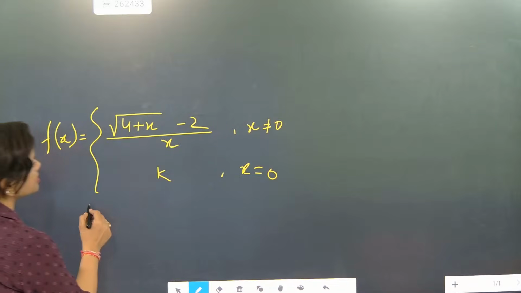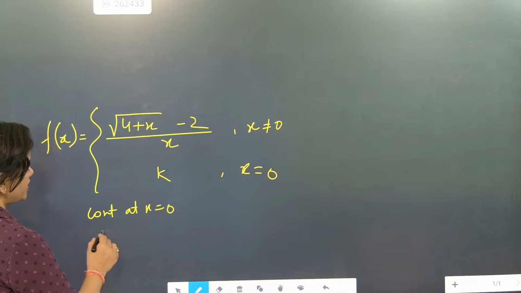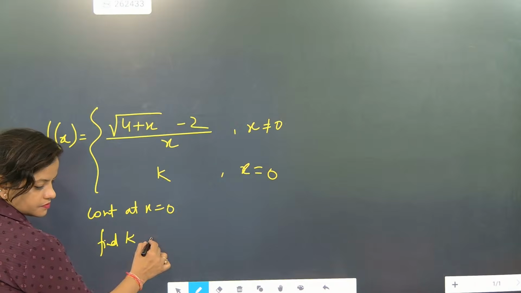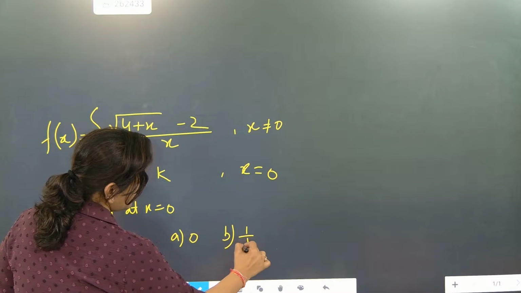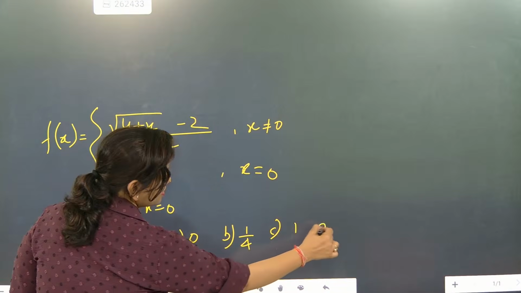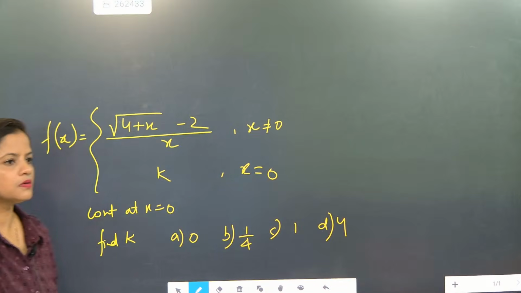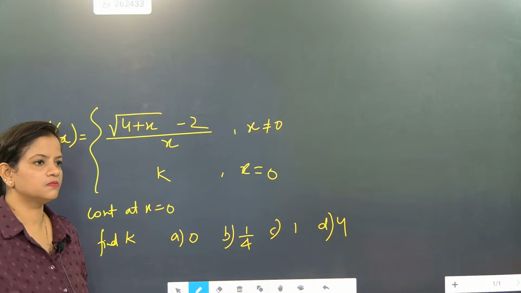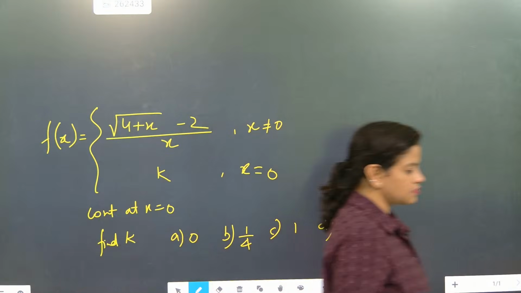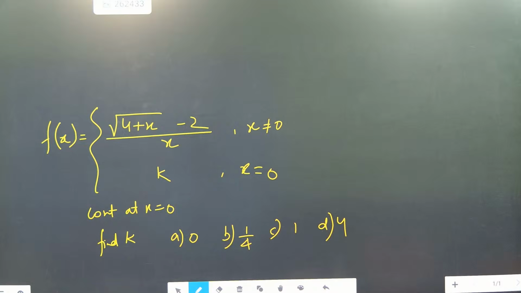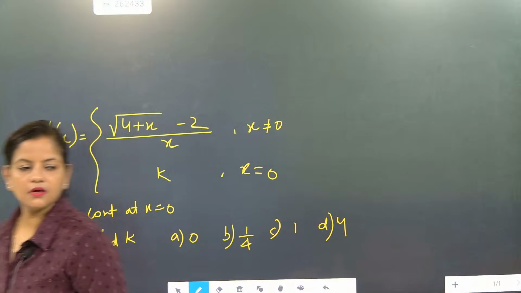But they told that it is continuous. Find k. Options are 0, 1 by 4, 1 and 4. Come on, go for it, please. Focus. Go on, do it.